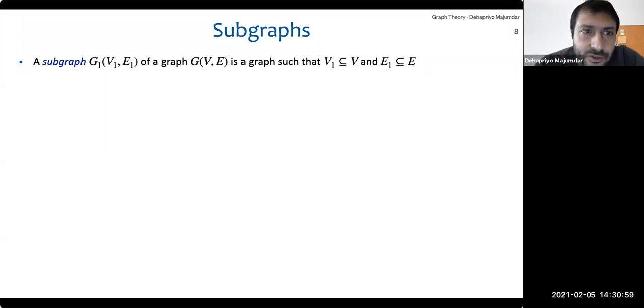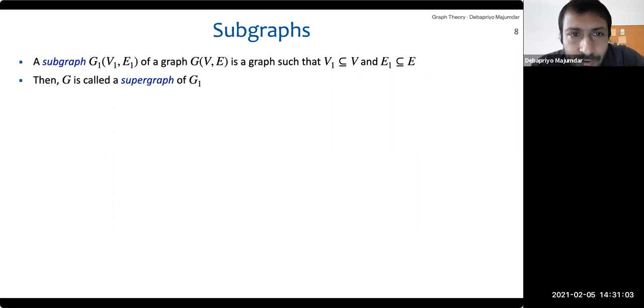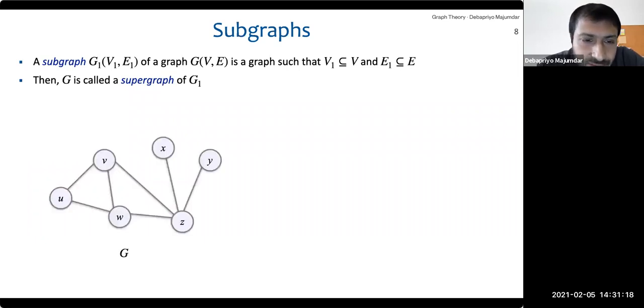All right. So then G1 is a subgraph of G, and G is a supergraph of G1. It's just like subset, but subset in both vertices and edges. Now, that's just a general subgraph, but there are particular concepts inside that. But let's just look at one example.